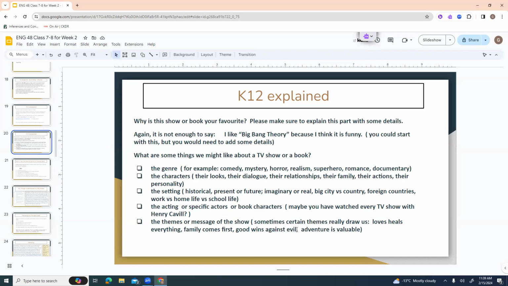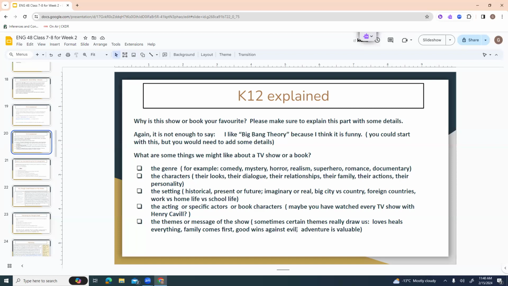Themes or messages of the show. There are certain shows I won't watch because I think they're depressing and they're just kind of like, oh, evil always wins. And that depresses me. So I won't watch those shows. Certain themes can really draw us. Love heals everything. Family comes first. Good wins against evil. Adventure is valuable. Now, sometimes the theme might be, oh, the world is very depressing and there's no hope, and maybe that is the theme that draws you, and that's okay, right?